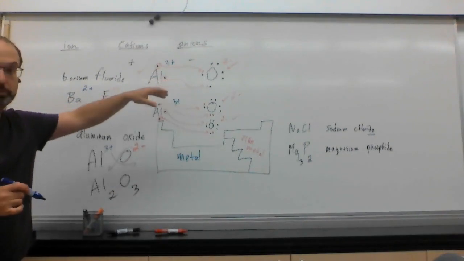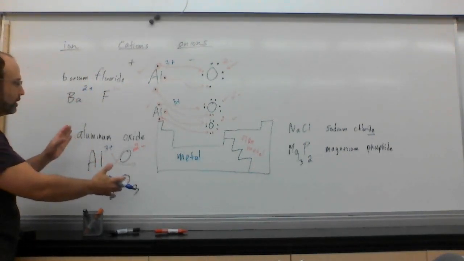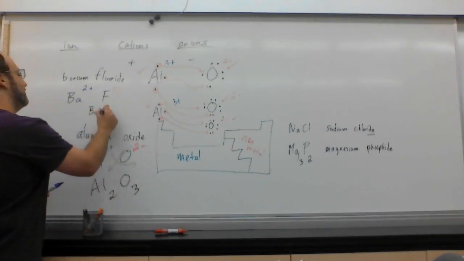Okay, I could draw it out, obviously. Totally an option, always an option. Or I could crisscross it and just go, 2, 1. Okay, so it's going to be BaF2.